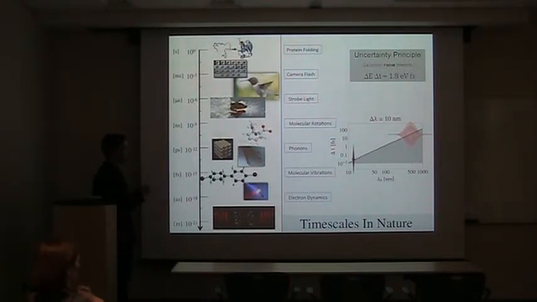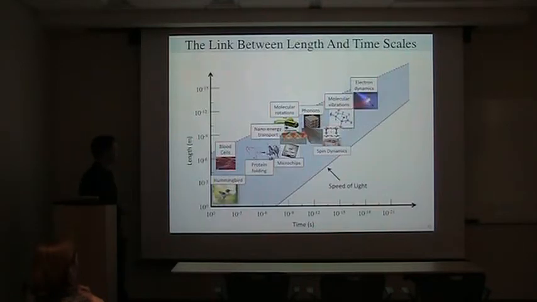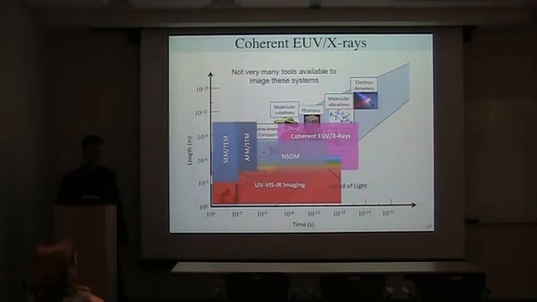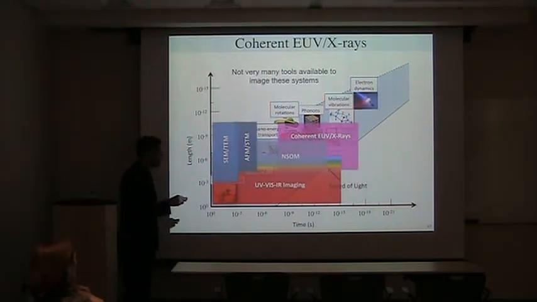The way to put this in context with the rest of the talk is to plot length on this axis and time on this axis. It turns out that there's a lot of phenomena that we want to look at that exist on a nanometer scale but are also incredibly fast. But there's not a lot of sources that can look at that. Okay? But these coherent X-rays that we make here at JILA are perfect for that.